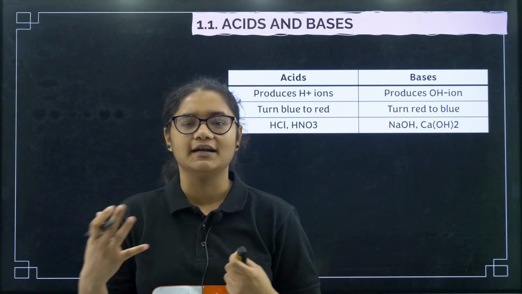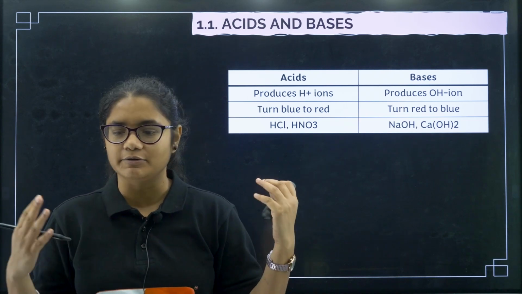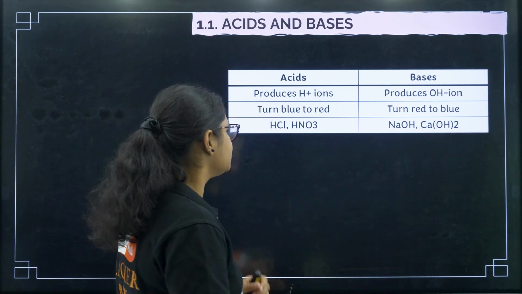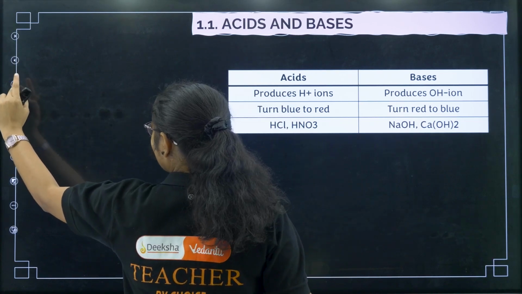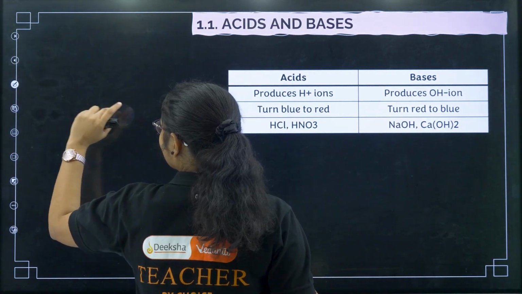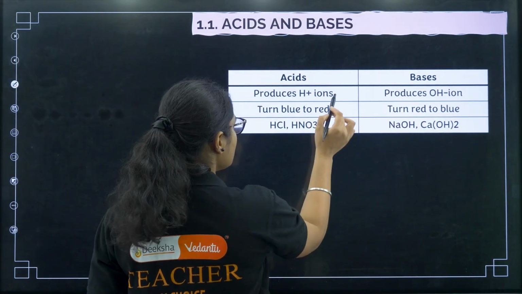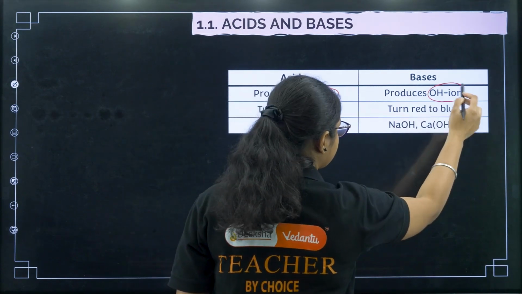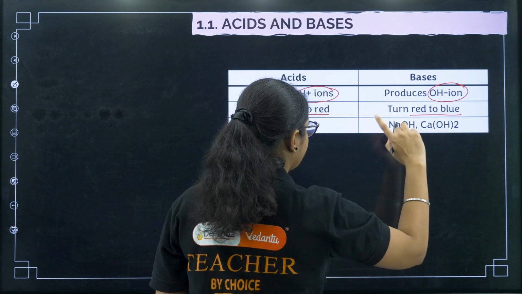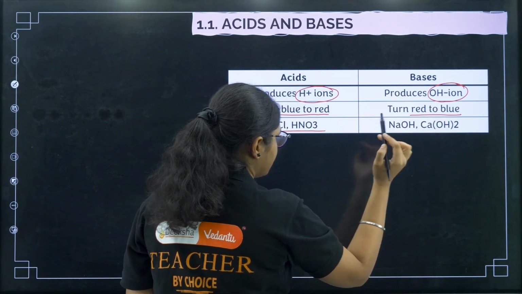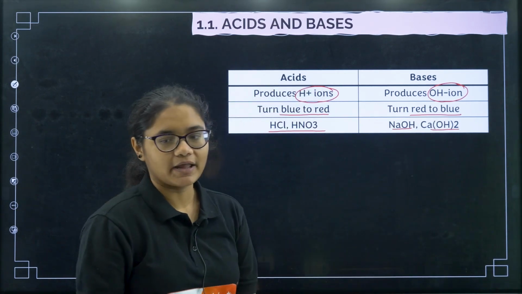In the first part, let us understand a very basic difference between acids and bases. Acids produce H plus ions. I know all of you would have known that by now. Acids produce H plus ions, bases produce OH minus ions. Acids turn blue litmus to red and bases turn red litmus to blue. Examples: HCl, HNO3, NaOH and calcium hydroxide.